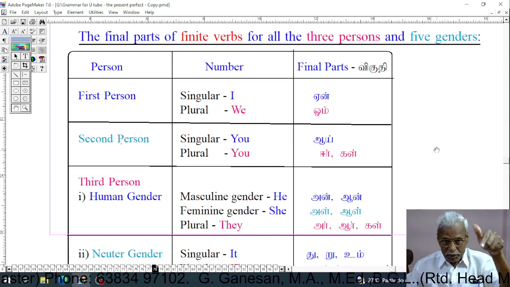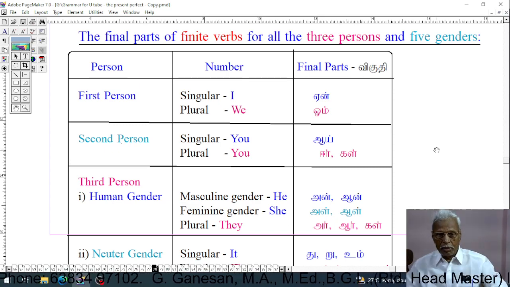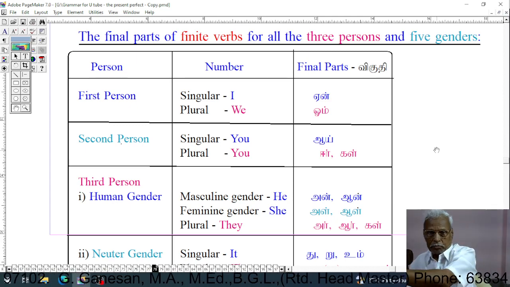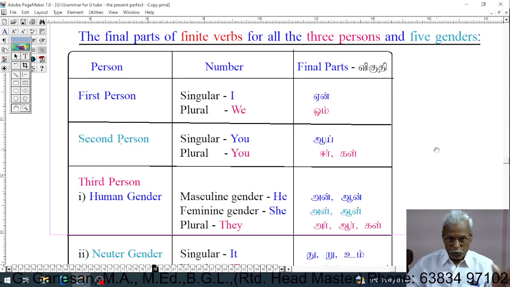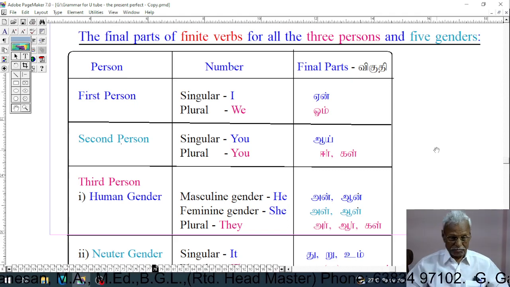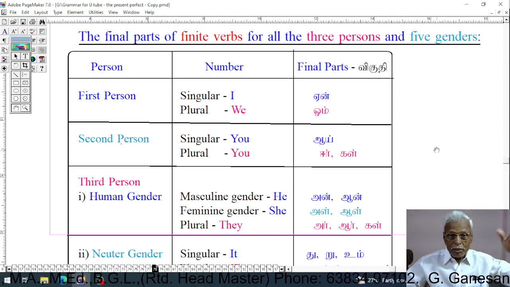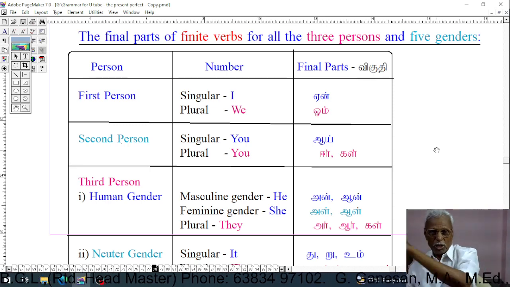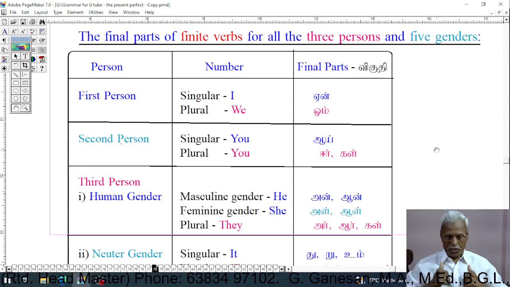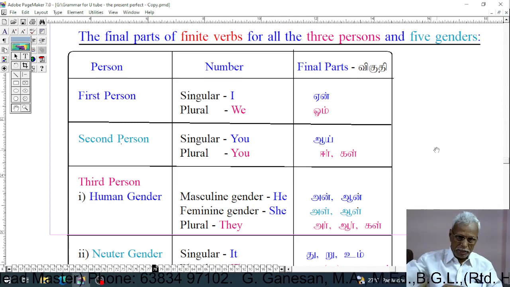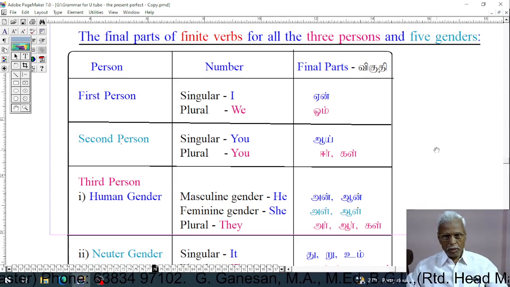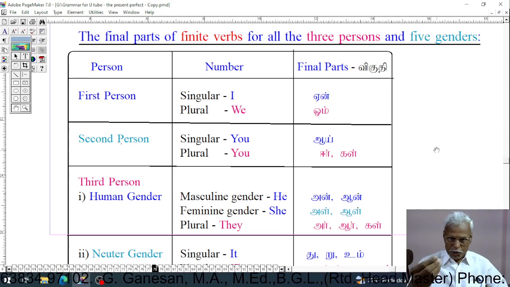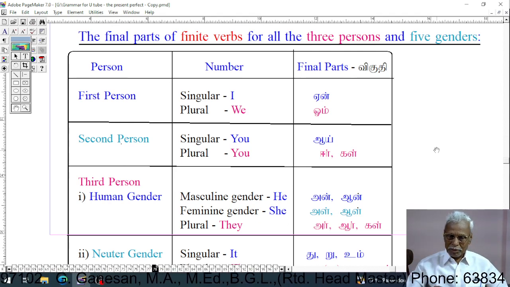வந்தாய், வருகின்றாய், வருவாய். You came, you come, you will come in English. In Tamil, வந்தாய், வருகின்றாய், வருவாய். In the same way for all the 9 tenses. But second person plural. For singular and plural, the English pronoun is you.